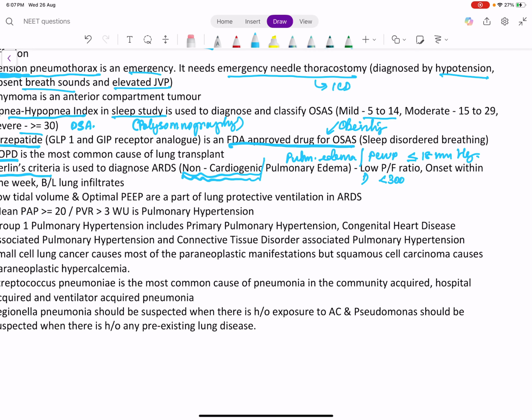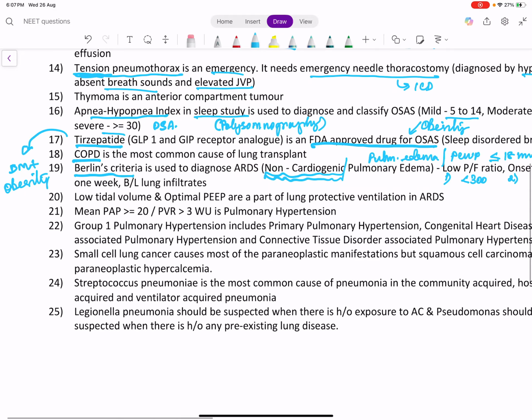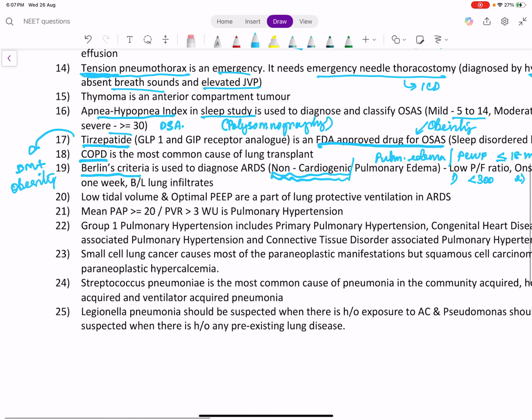If it is 200 to 300, ARDS is mild. 100 to 200, ARDS is moderate. Less than 100, ARDS is severe. The second criteria is the onset of this hypoxia should be less than 1 week of a disease. The third thing is there should be bilateral lung infiltrates, which should not be explained by any other finding.